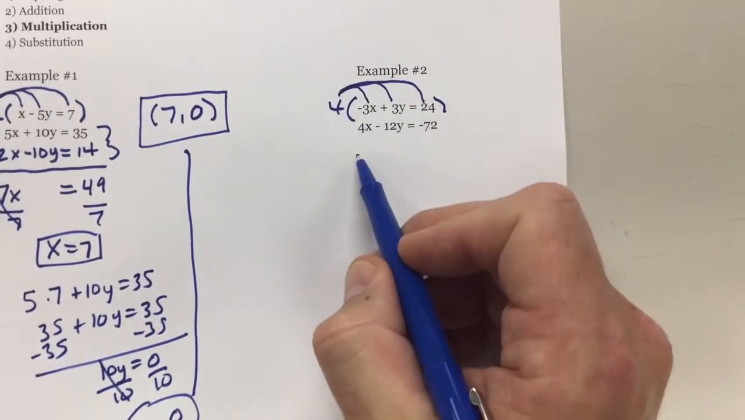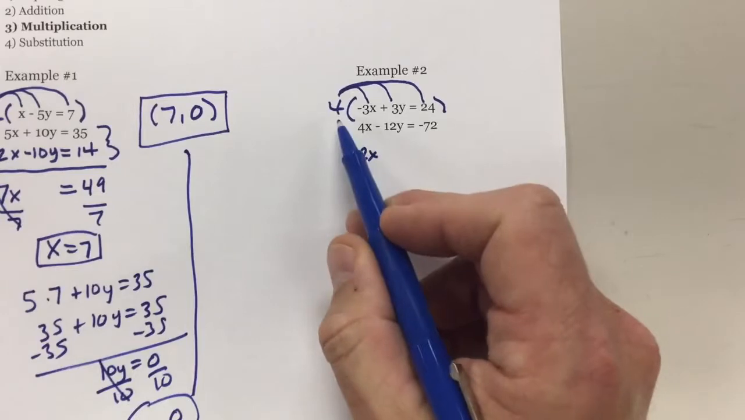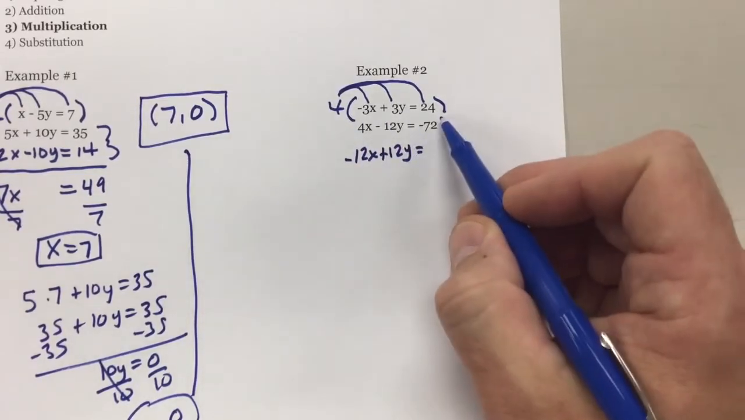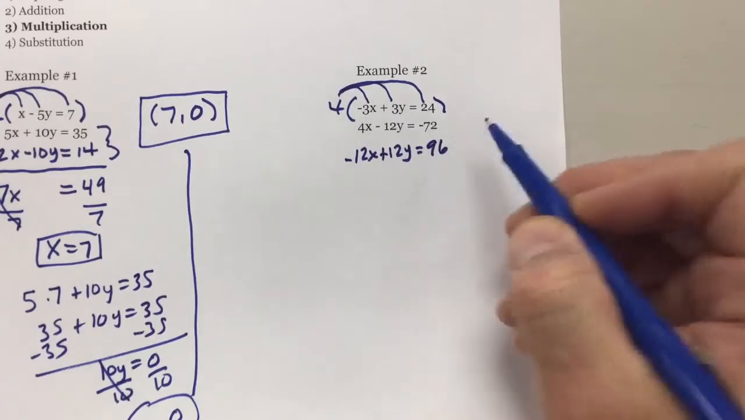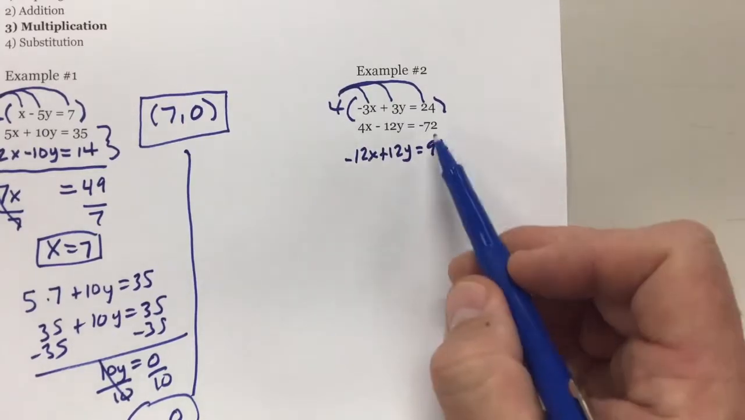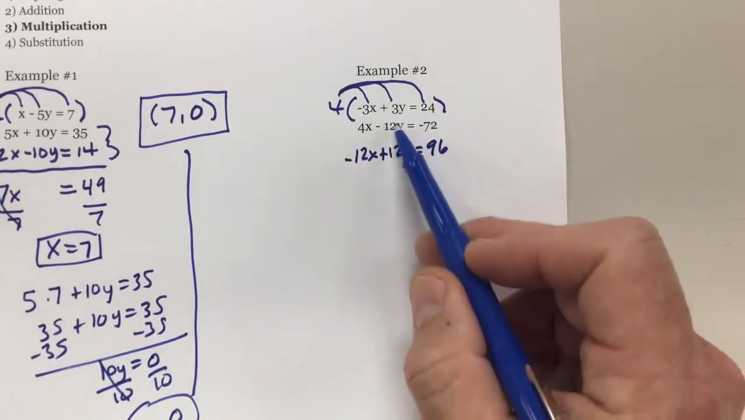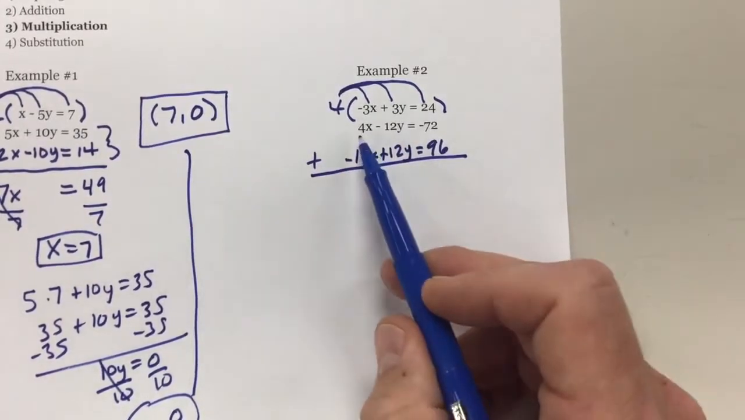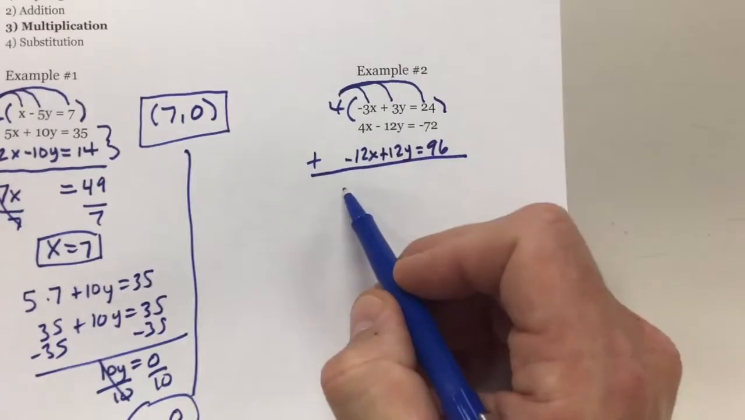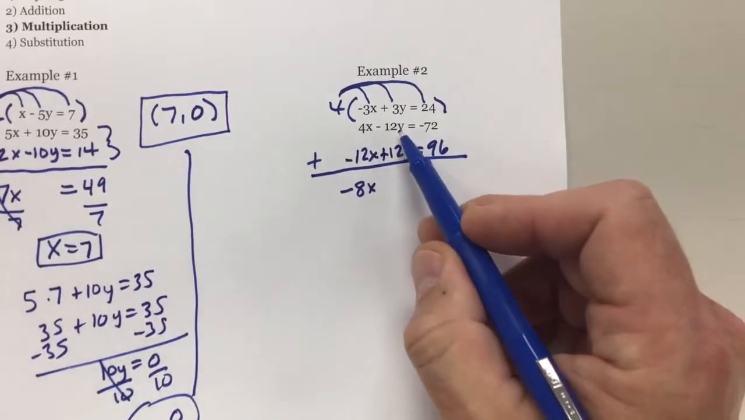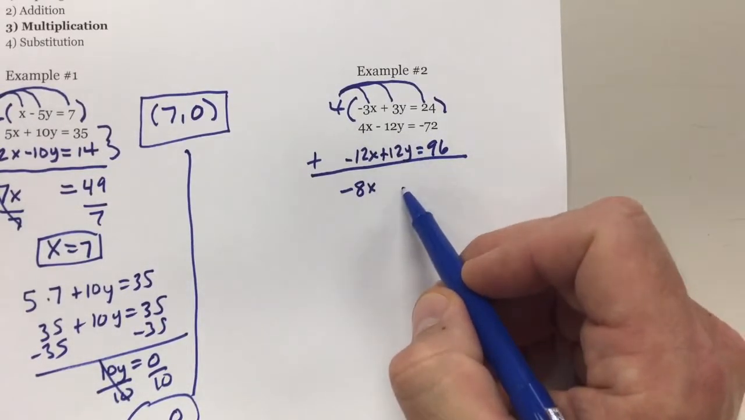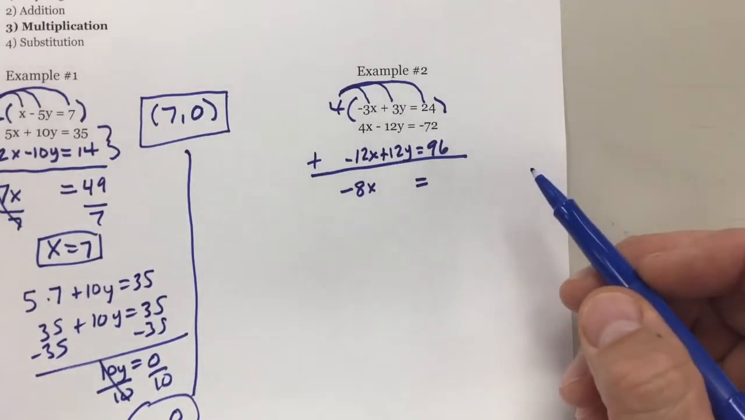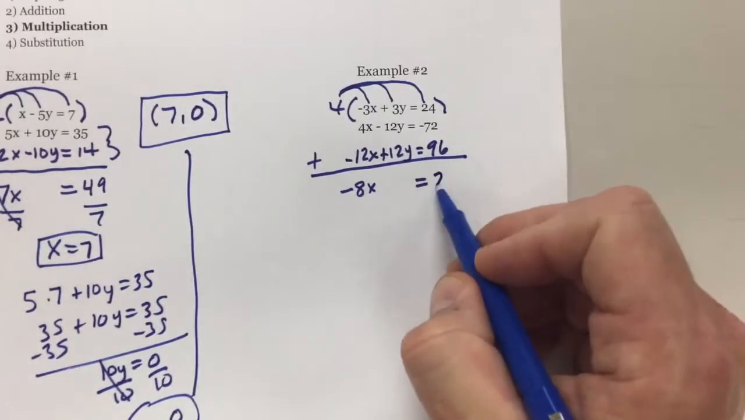So 4 times negative 3x is negative 12x. 4 times 3y is 12y. And 4 times 24 is 96. Now, if I added these two bottom equations together, the y's would cancel out. So 4x plus negative 12x is negative 8x. Negative 12y, positive 12y cancels out. And negative 72 plus 96 is 24.